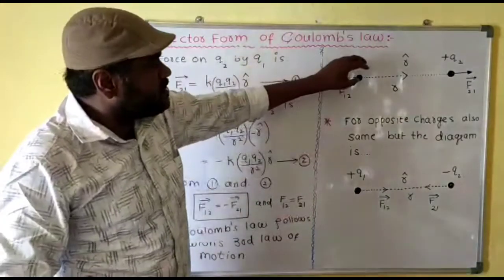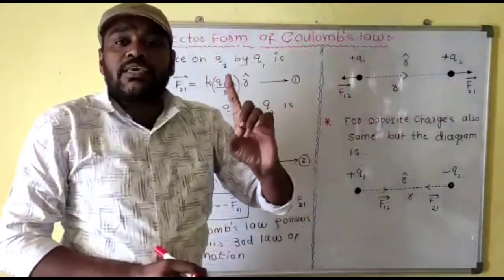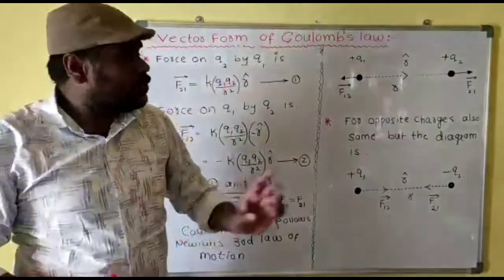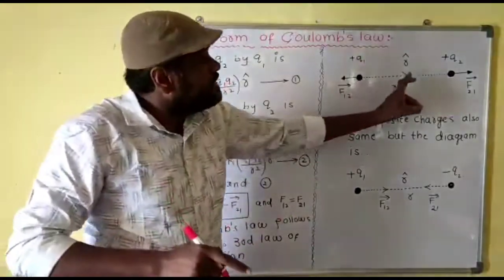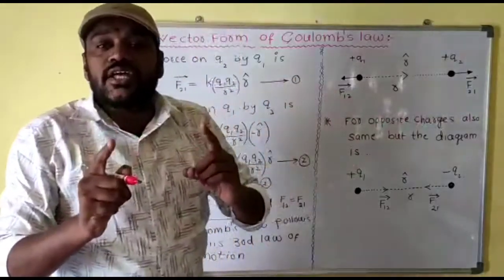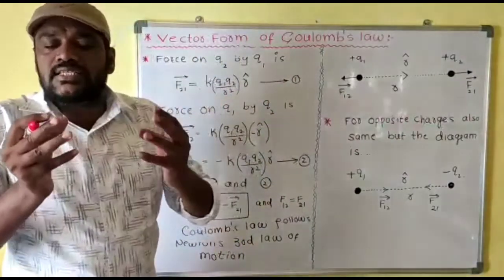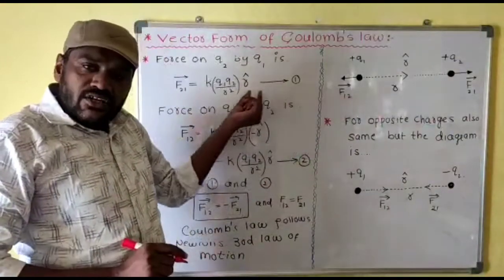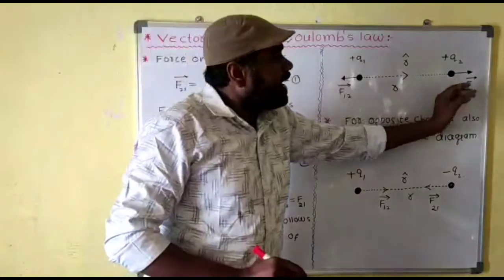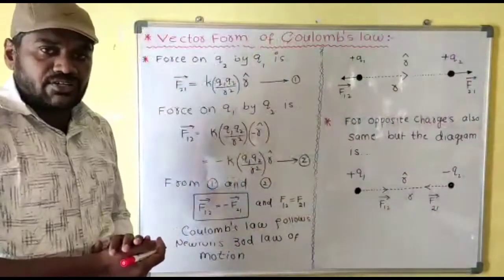However much force the first charge experiences, the second charge also experiences an equal amount of force. For example, if the first charge experiences 20 newtons of force, the second charge must also experience that 20 newton force. Therefore, both experience the same force but opposite in direction. F12 acts towards the left, F21 acts towards the right. Okay, and this is about similar charges.